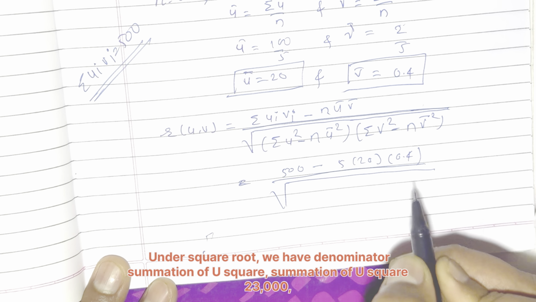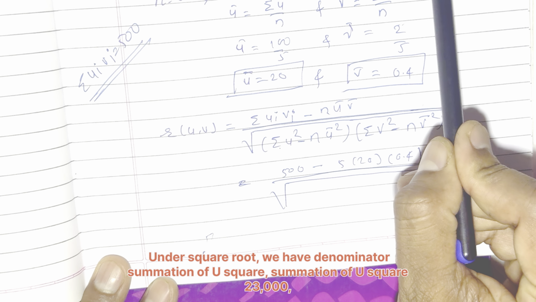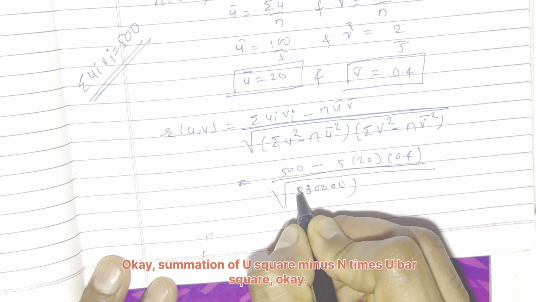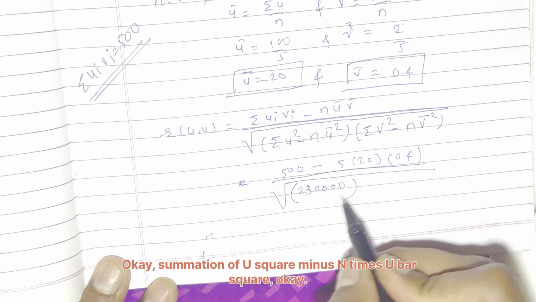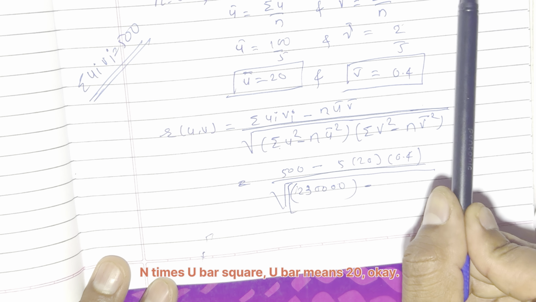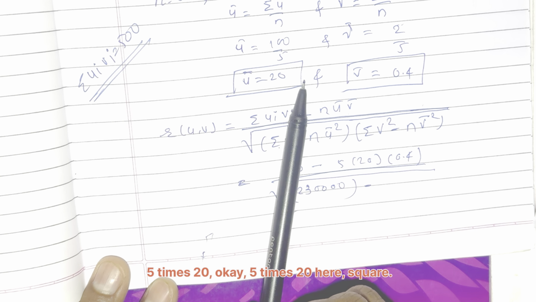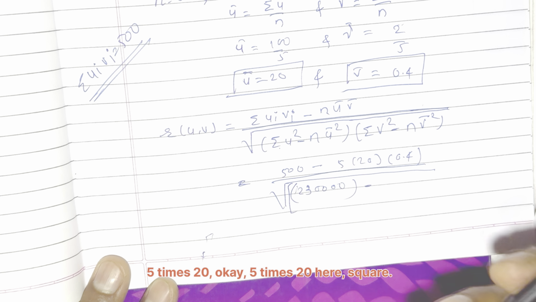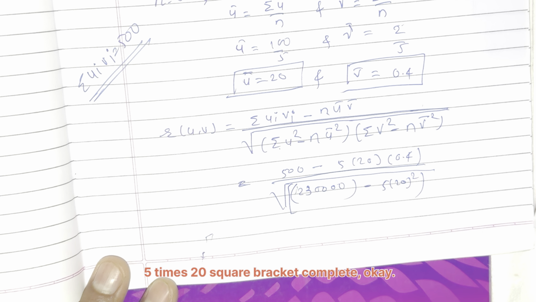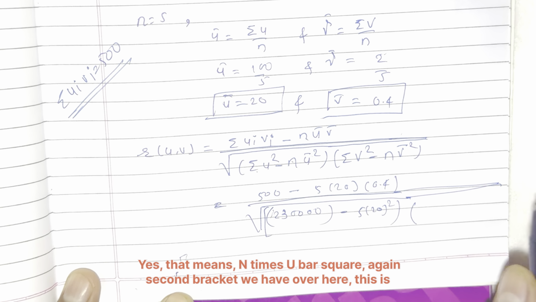Under the square root, we have the denominator. Summation of u square is 23,000, minus n times u bar square. U bar is 20, so 5 times 20 square, bracket complete. That means n times u bar square. Again, we have a second bracket over here.